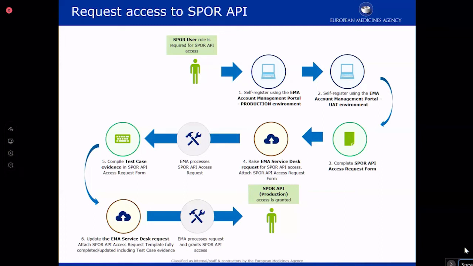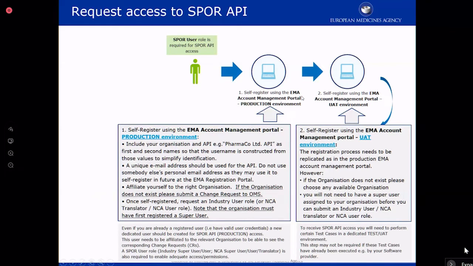And then we will go now to the details of each of these steps. The first two steps are about self-registering in the EMA account management portal. In production, there are some recommendations about what you should be using when you register, what kind of name you should use. So something that is close to your organization, and then add API at the end as the first and second name. So that means the username is constructed by the system from those values, and it makes it much easier to identify.